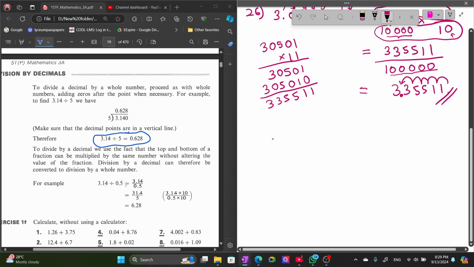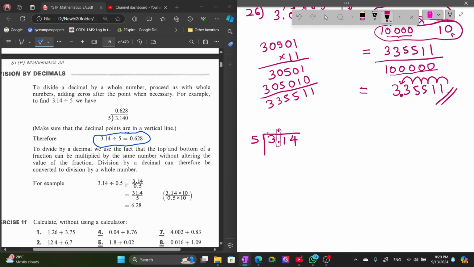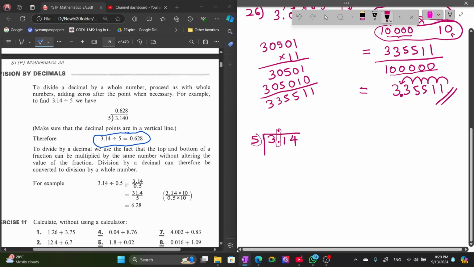So we are dividing a decimal number 3.14 by 5. It's like long division. Nothing different, but the only thing we do is we put the decimal point aligned to the one we are dividing. And now we check how many fives are there. I mean, how many fives are there in 3? No fives in 3. So 0. 5 times 0 is 0.